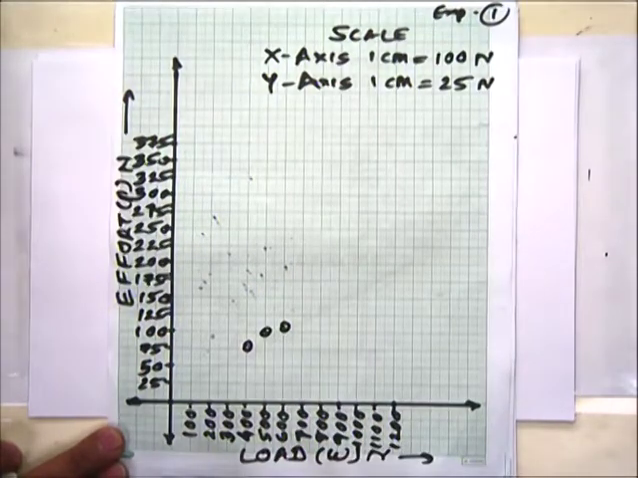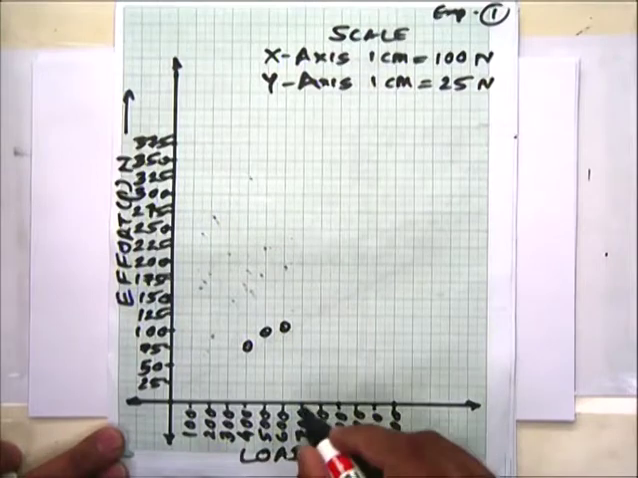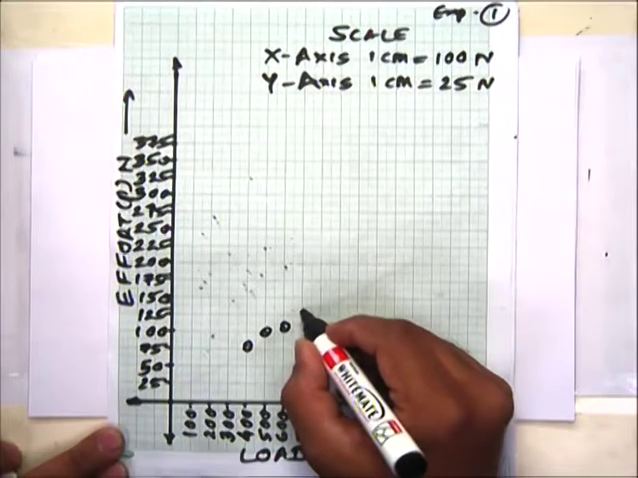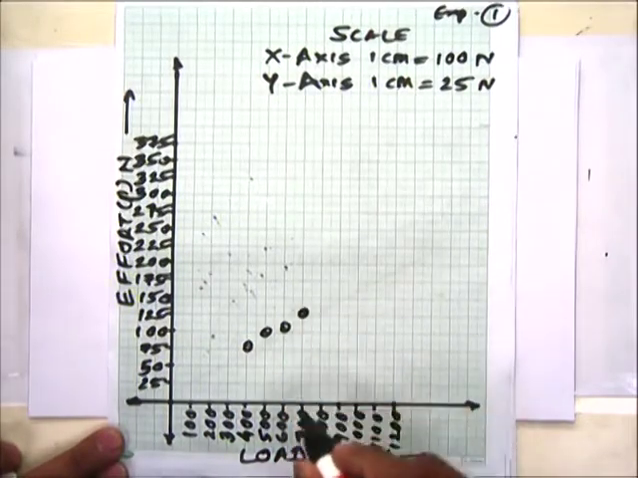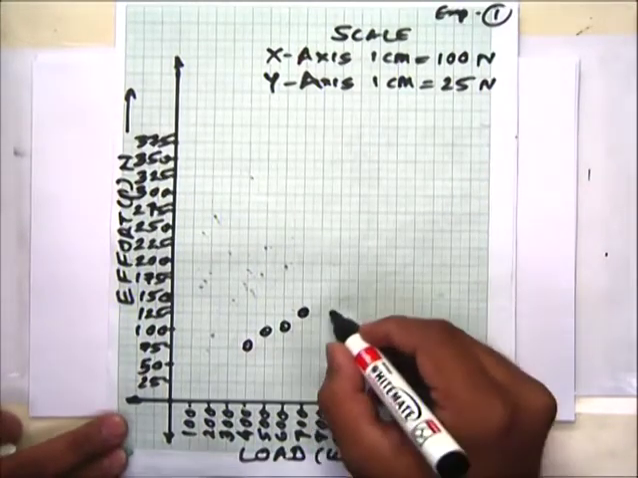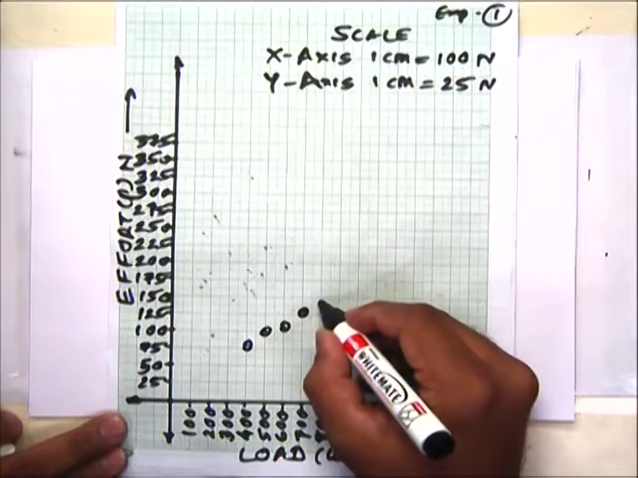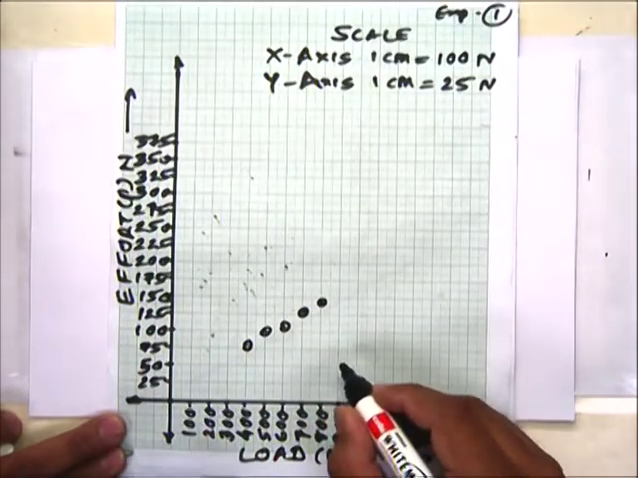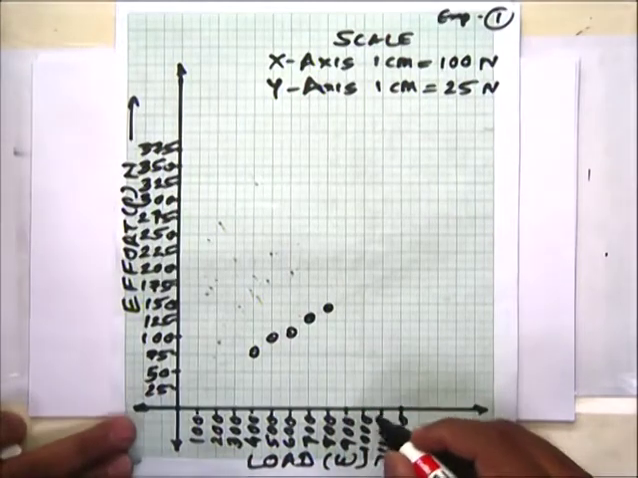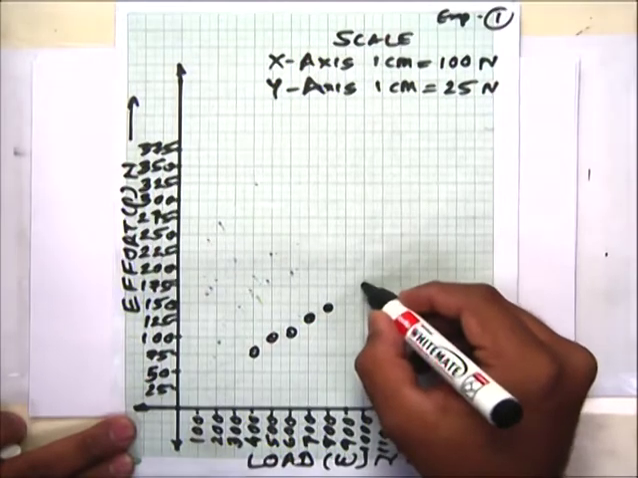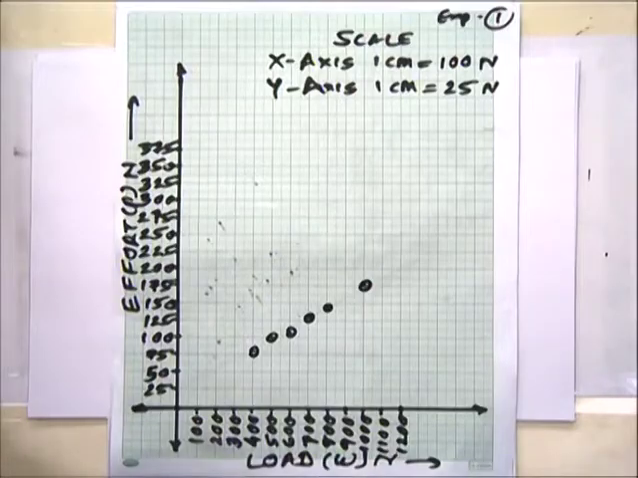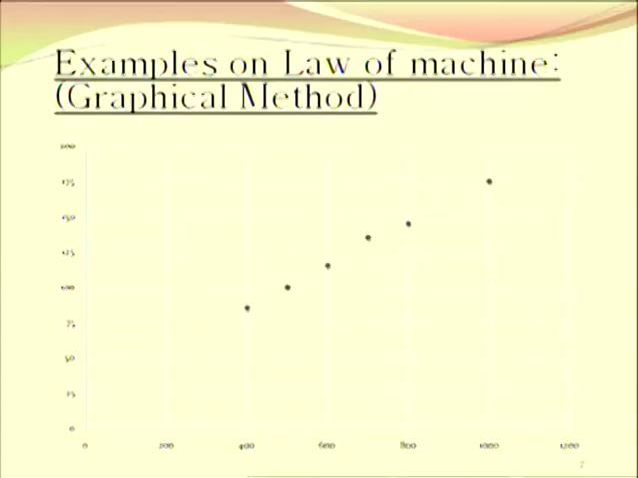Similarly for a load of 700 we can say 135. 7 and 135. So here it is. And for the load of 800 Newton, effort is 145. So 800 and 145. So 2 dots below that. And at last 1000 Newton load and 175 effort. So 1000 and 175. So this is how we can put points on graph. I have already completed that. So this is the finished graph.